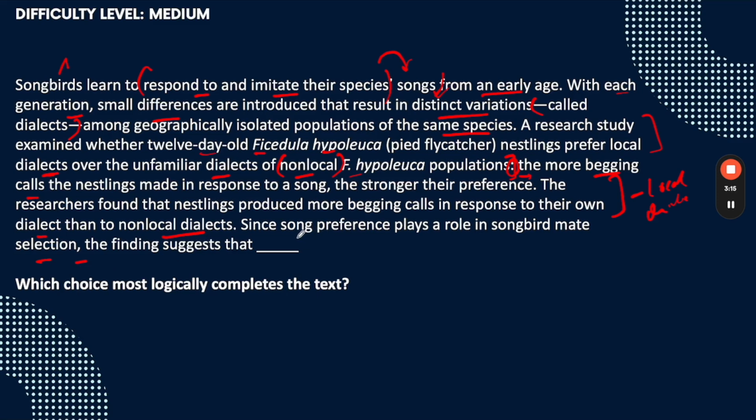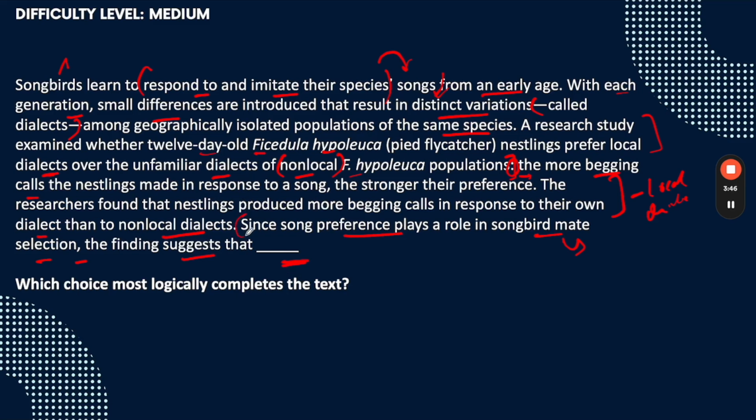Now what are they drawing? What kind of a connection are they trying to draw over here? They say that the song preference plays a role in what kind of a songbird mate they select. Right? So if they're responding to the local dialects more, then in their songbird mate selection, probably they will also select the local mate, right? They will prefer somebody who's local. Correct? This is what I can predict this information should consist of.